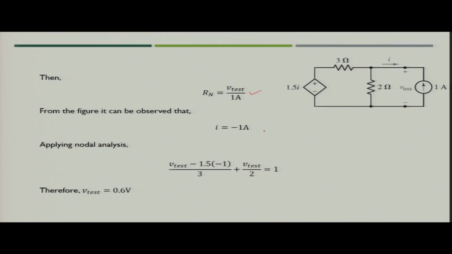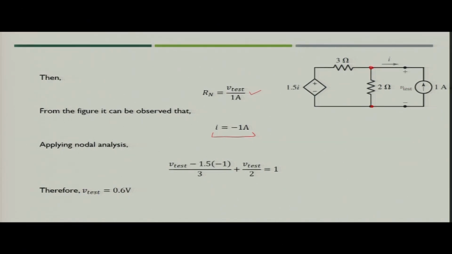terminals. Now, if you see the figure, you can observe that the value I is nothing but minus 1 ampere, because both are in opposite direction. So, current I would be minus 1 ampere. Now, if you apply nodal analysis here, since V test is across these two terminals, you can see V test across the 2 ohm resistance. Now, you just have to apply Kirchhoff current law at this node and find out the value of V test.